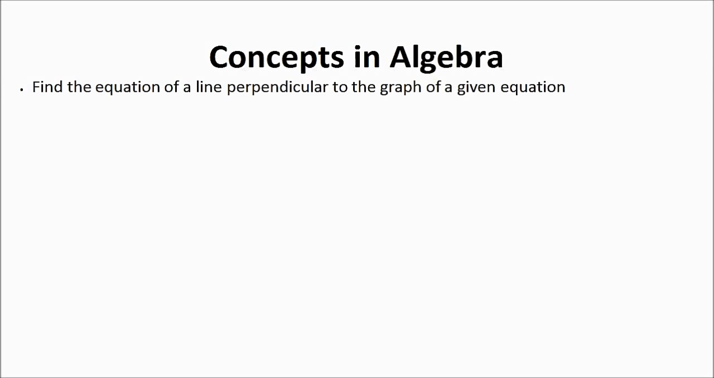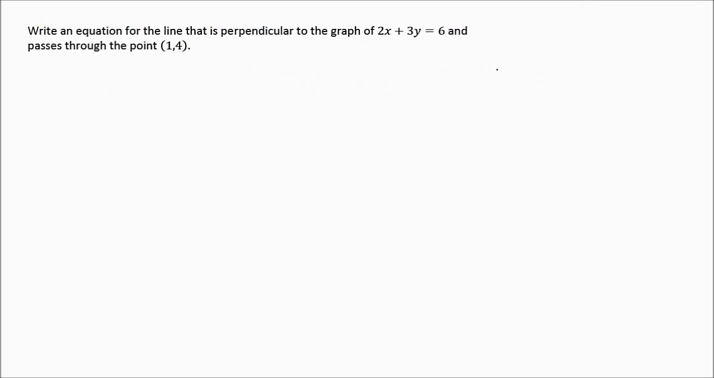To continue concepts in algebra, we'll talk about finding the equation of a line perpendicular to the graph of a given equation. When you're given an equation of a line and you're asked to find the equation of a line perpendicular to that, you must first find the slope of the line and then use a point that's been given to you to find the actual equation of that line. So let's go ahead and use that in an example right now.